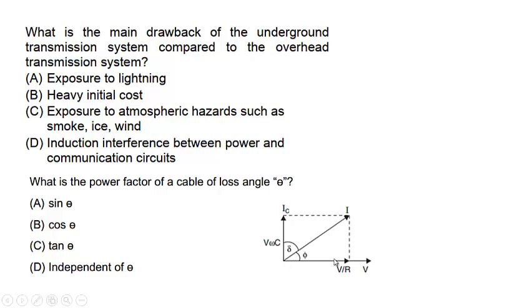You can see we need to find out the power factor in terms of theta. Power factor is cos of phi. Phi is equal to 90 minus delta or 90 minus this theta. When cos of phi is equal to cos of 90 minus delta, that will be sine of this theta. This is the correct option. So cos of phi will be equal to sine of this theta. I have also discussed this in the class.